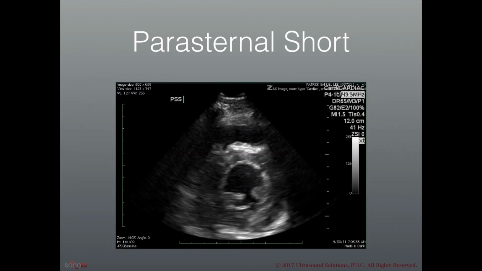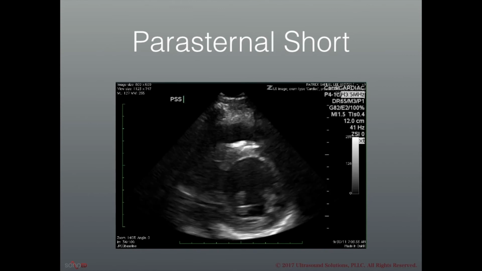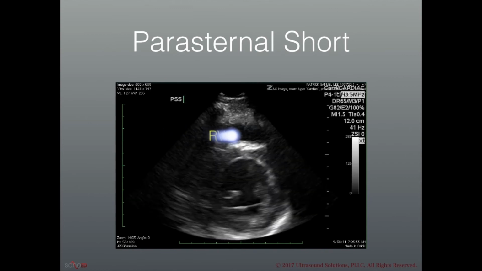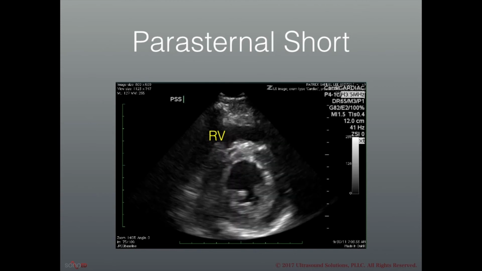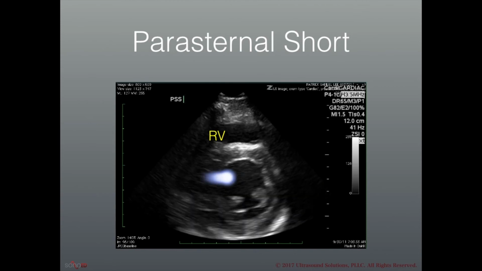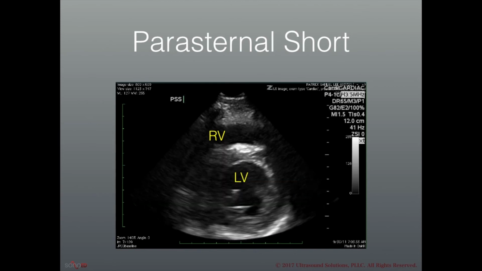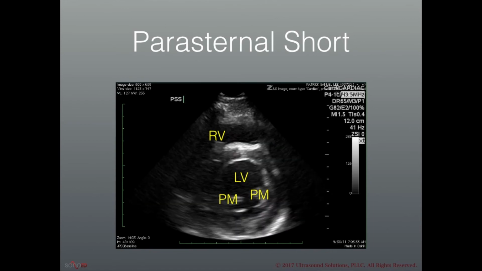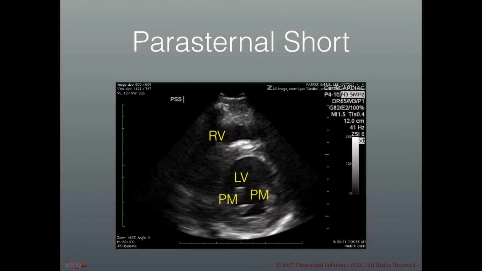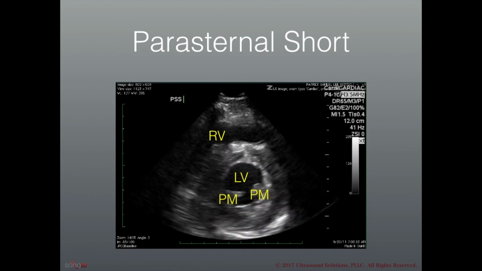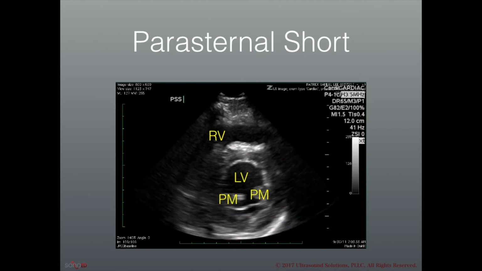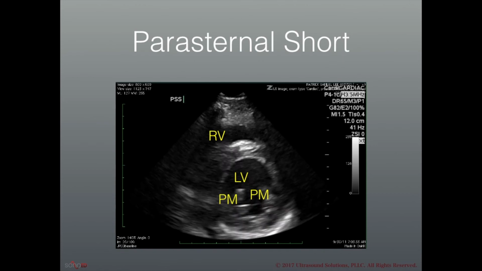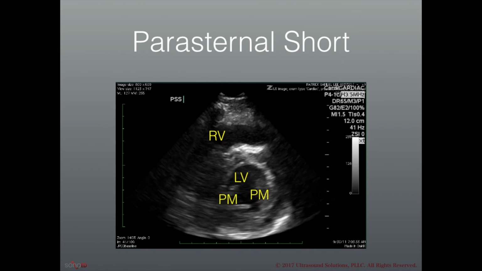Here's a view of the heart in the parasternal short axis. Let's review the anatomy. In the near field is the right ventricle, shaped like a crescent. Then you see the lumen of the left ventricle. You see the two papillary muscles. And in this view, you also see just a tad of the mitral valve, but we really want to be right at the level of the papillary muscles. So this is pretty much an ideal view.